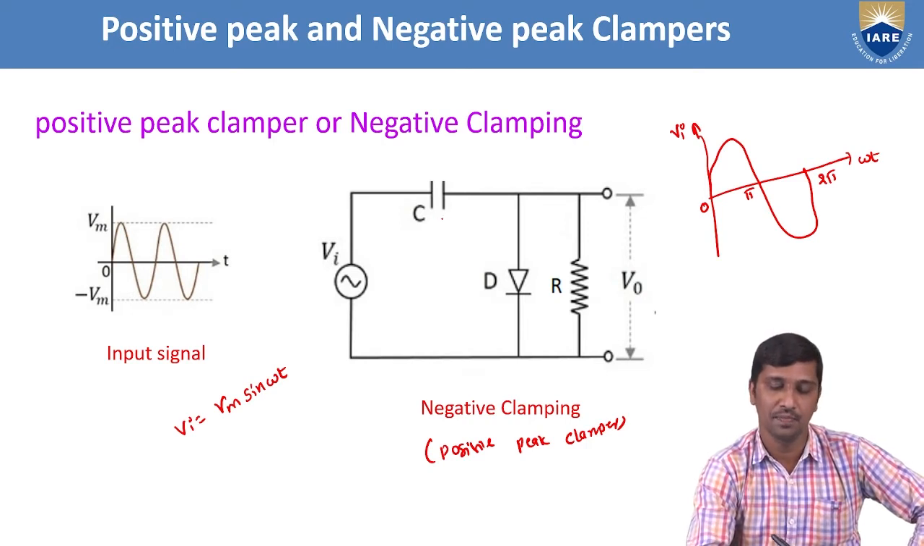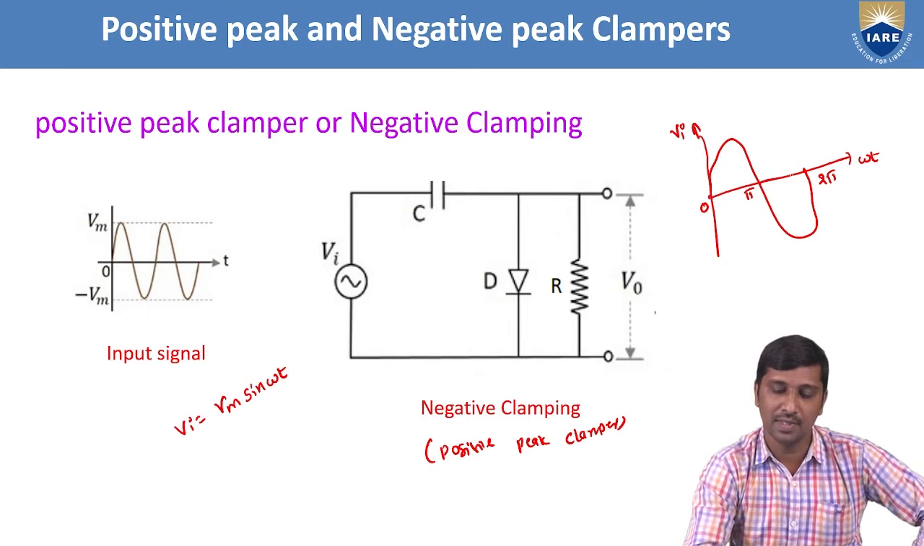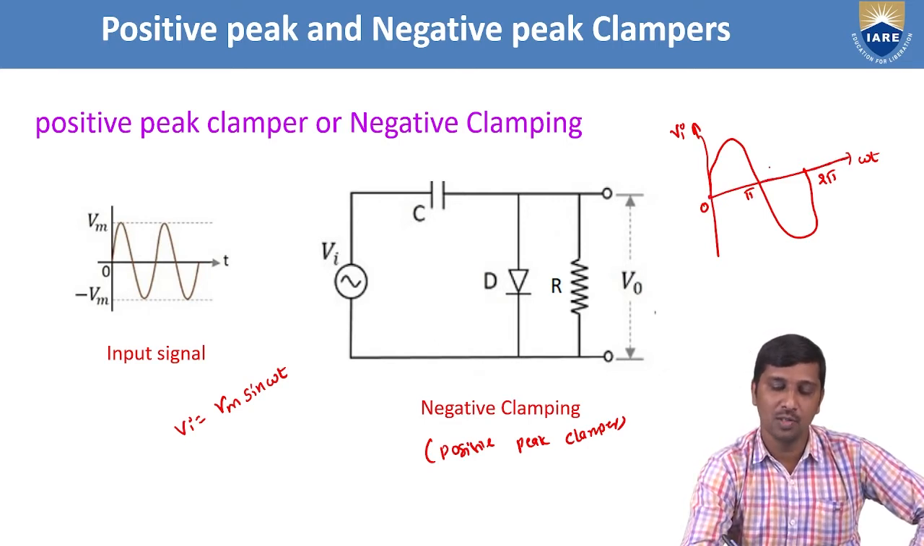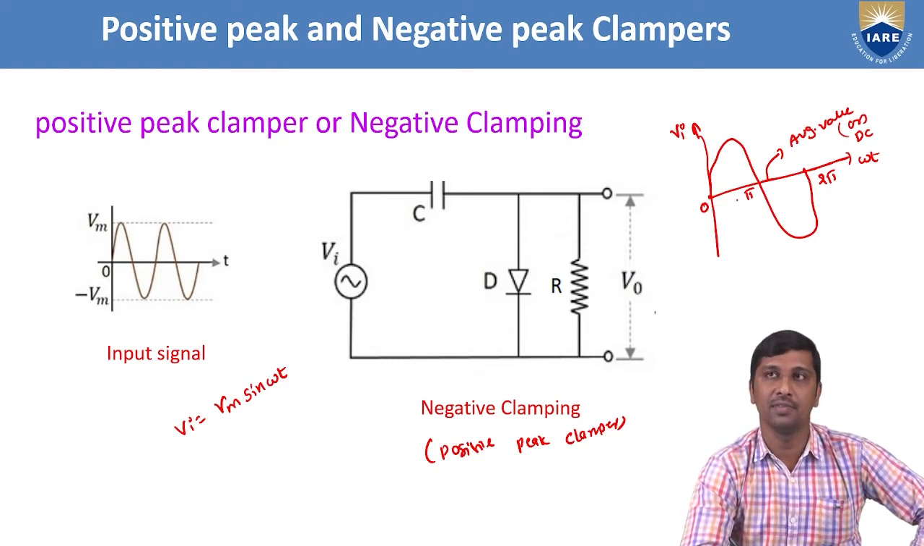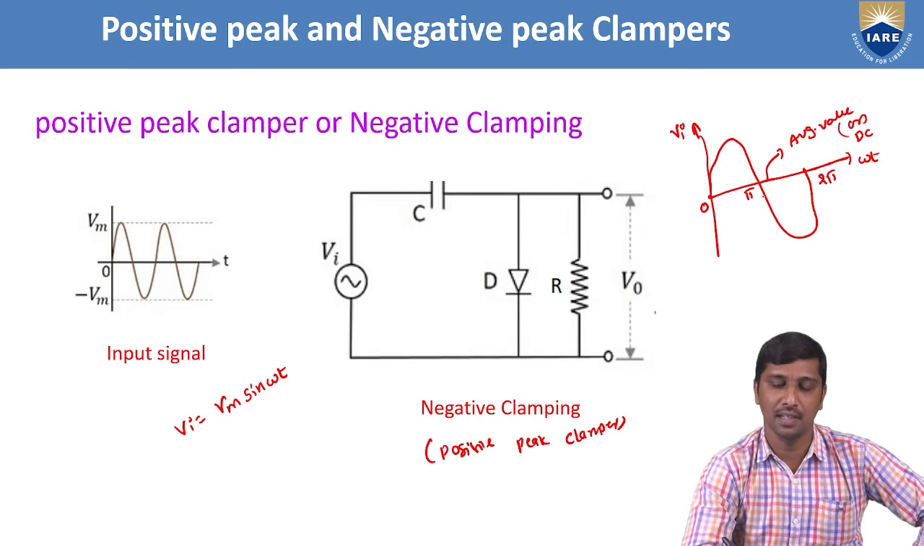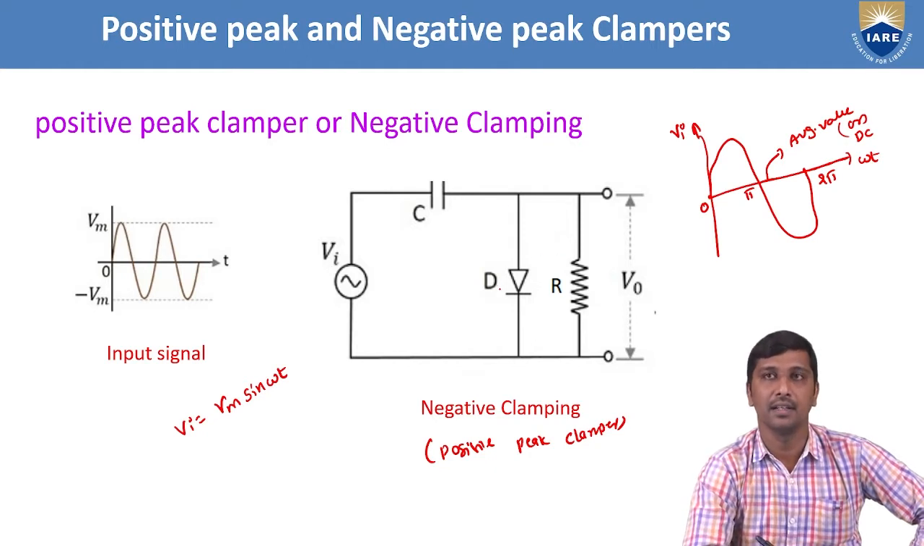it blocks the DC portion. If you observe this graphical representation of your input signal, this zero line is represented as a DC line, or it is also called the average value. For a given input signal, the average value or DC component is zero. Whenever this type of signal passes through this capacitor, it blocks the DC component and allows only the AC component that is passing through this diode here.